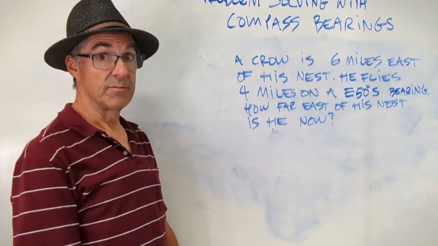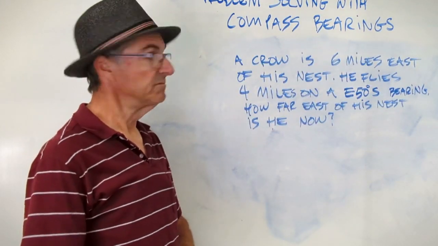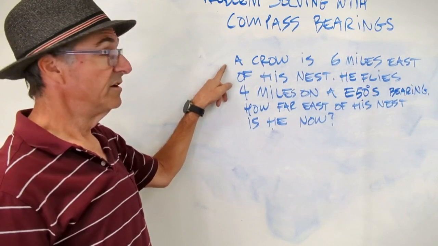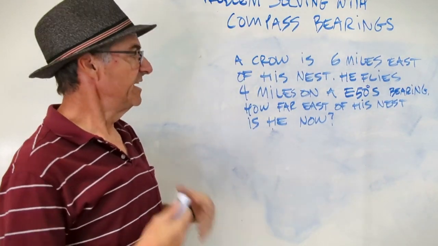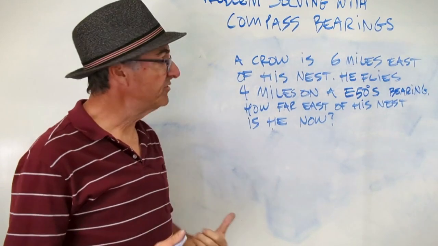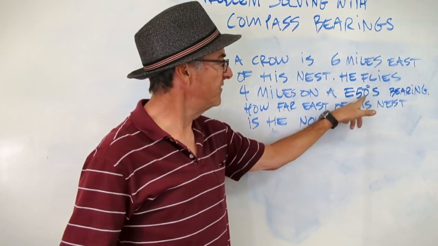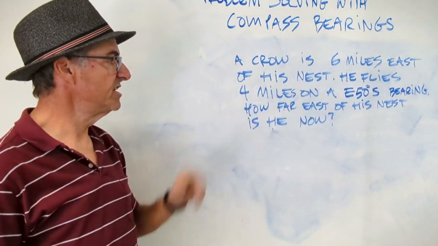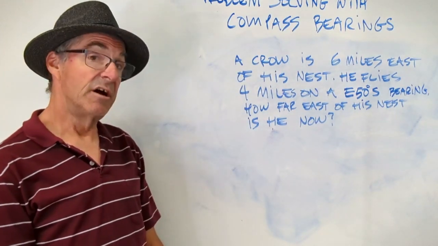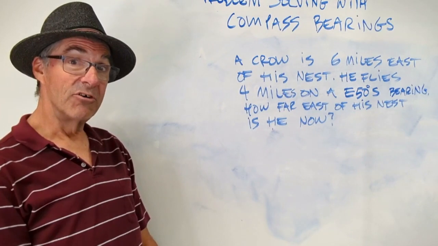One last bearing problem. This one is a little bit more complicated. There's a crow and he's 6 miles east of his nest. He then flies 4 miles on this bearing, east 50 south. So flying 4 more miles. The question is, how far east of his nest is he now?